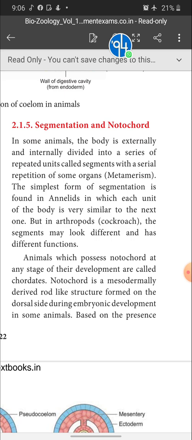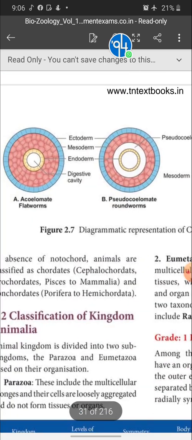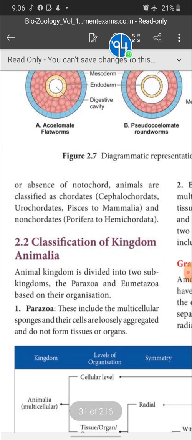Animals which possess notochord in their developmental stages are called what? Chordates. Notochord is a mesodermally derived rod-like structure. What is notochord? It is a rod-like structure. Where is it derived from? It is derived from mesoderm, on the dorsal side during embryonic development in some animals. Based on the presence or absence of notochord, animals are classified as chordates, cephalochordate, urochordate, fishes to mammalia, and non-chordates, porifera to hemichordata. So based on the presence or absence of notochord, animals are classified as what? Yes, two types, chordate and non-chordate.